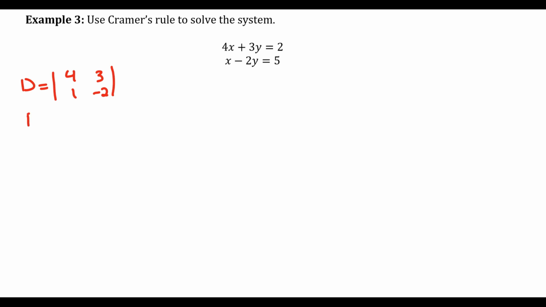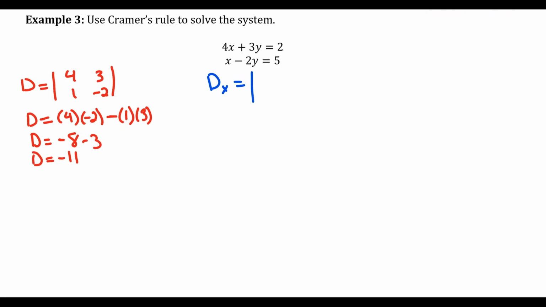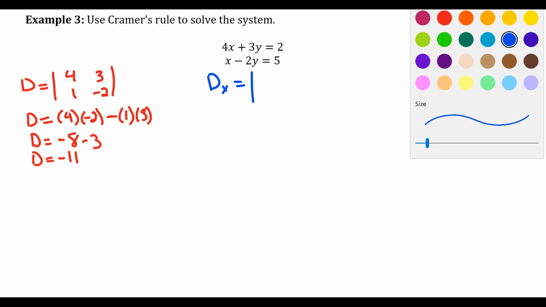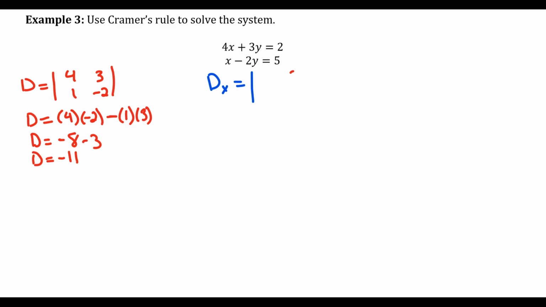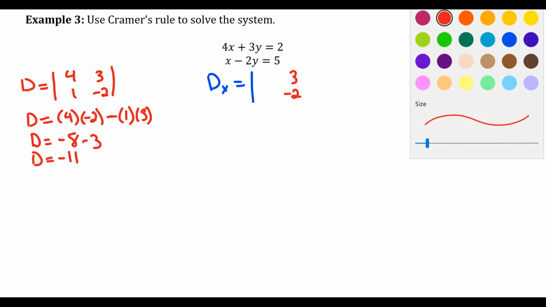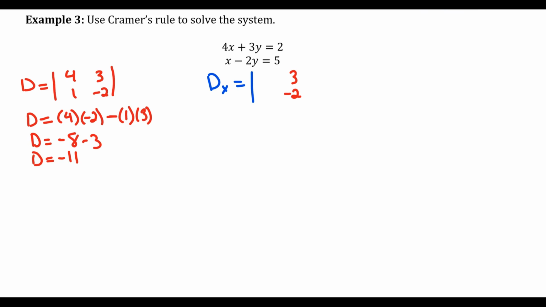So whenever I find the determinant of D, that's going to be 4 times negative 2 minus a 1 times 3. So D is equal to a negative 8 minus 3. So D is equal to a negative 11. So now let's go to D sub x. And I'm actually going to leave the y's the exact same, 3 and negative 2, but I'm going to change the x column to these results, 2 and 5.